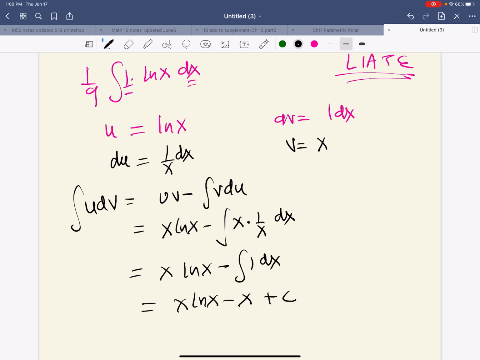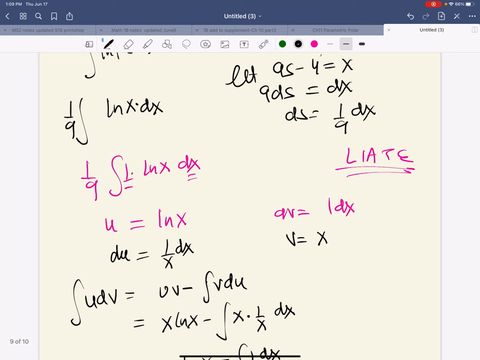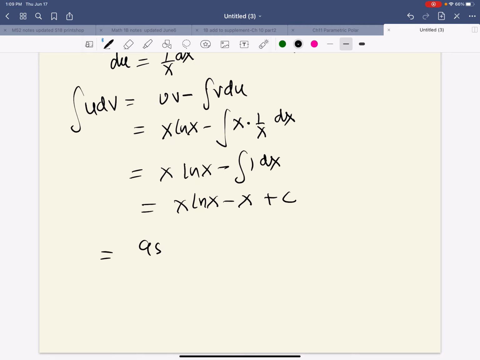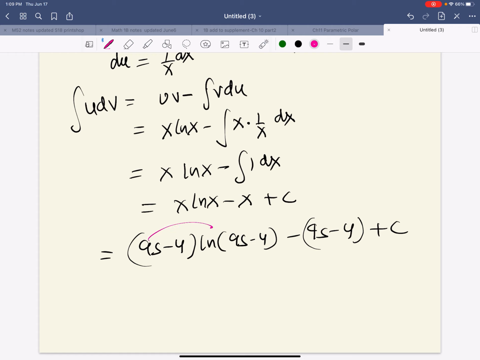Now I'm going to go ahead and replace x by whatever we called it in the beginning. x was 9s minus 4. So 9s minus 4 natural log of 9s minus 4 minus 9s minus 4 plus a C. Now we can leave it at this point, or if you want, we can distribute here.